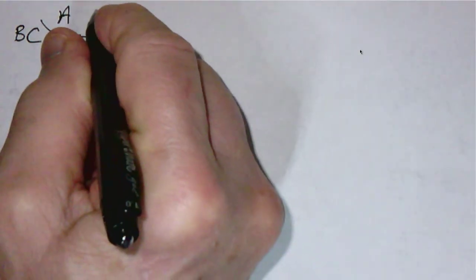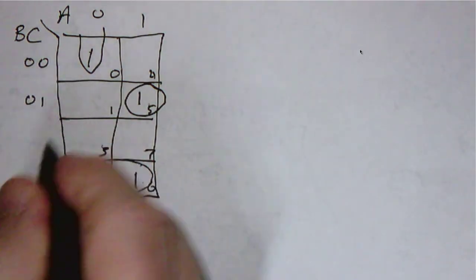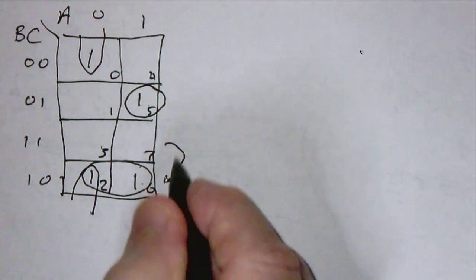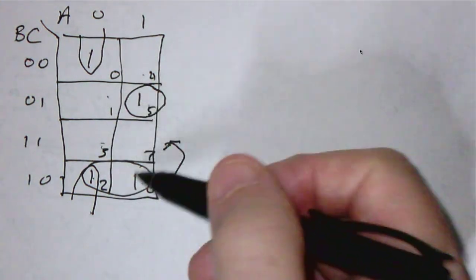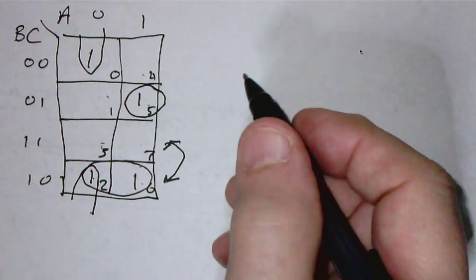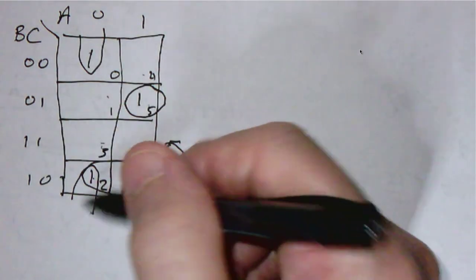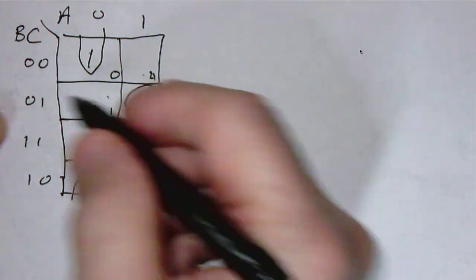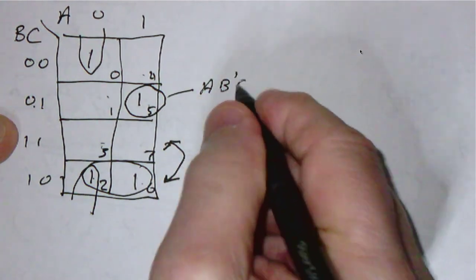So this is 0, 1 for A, and 00, 01, 11, and 10 for BC. Remember, we always have to switch these rows, and that's why we numbered them 0 through 7. But on a three variable map, we just have one variable up here, so it's just 0 this column and 1 this column. So this box here, A is 1, B is 0, C is 1. So that's A B prime C.